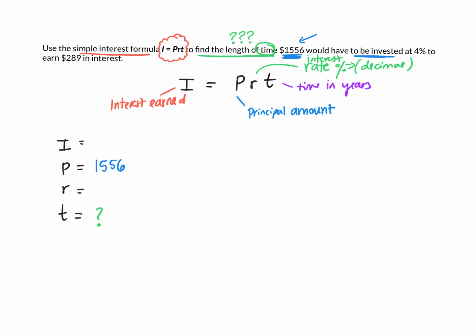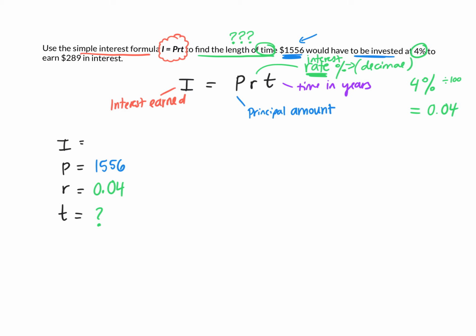So find the length of time, $1,556 would have to be invested at 4%. What do you think that represents? That would be the rate. Now, like I said, your rate, when you plug it into the formula, has to be converted into a decimal. So what would be 4% as a decimal? We would have to divide by 100, which would give us 0.04. So if you just put the number 4 into your formula, you're going to get it wrong.